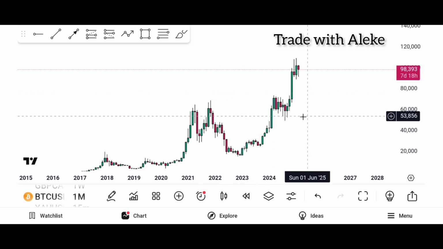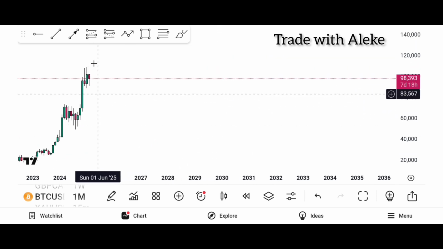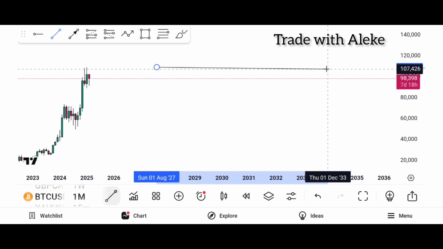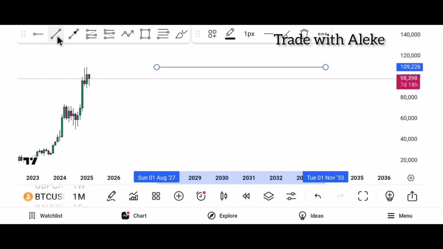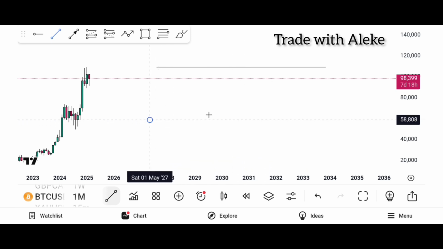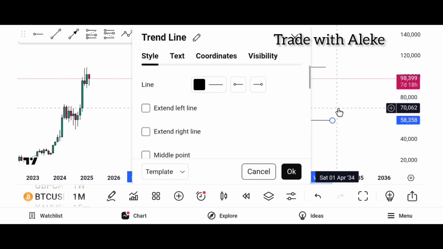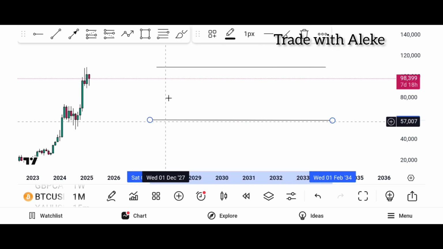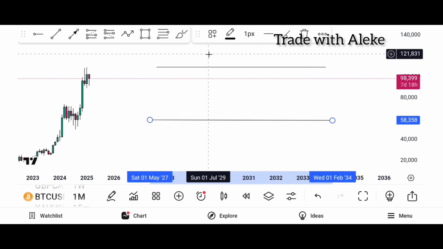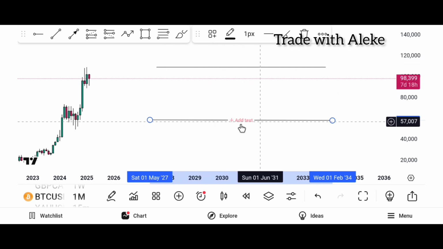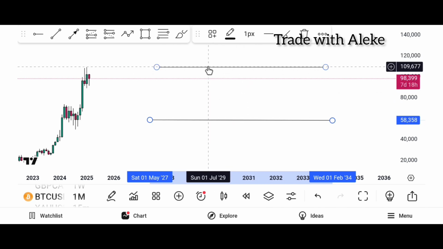So basically, support and resistance zones are where price actually reacts from. Let's say, for example, this is a line, then this is another line. I want to draw another line here. So yes, this one is more like the base, and this one is the resistance. So this is my support line, and this is my resistance line.